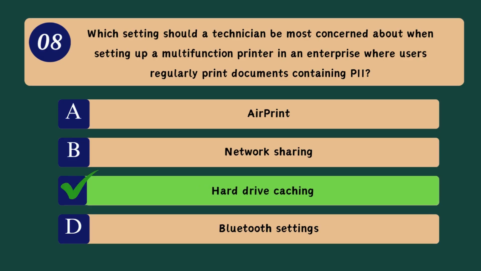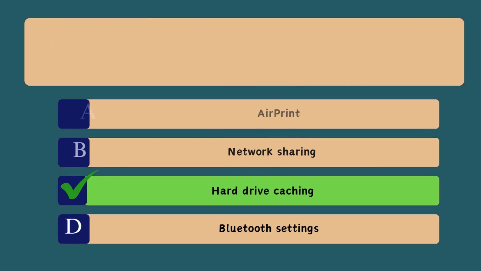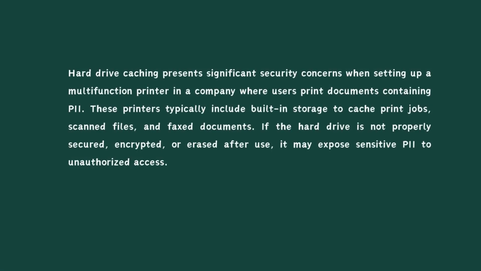Correct answer C. Hard drive caching. Hard drive caching presents significant security concerns when setting up a multifunction printer in a company where users print documents containing PII. These printers typically include built-in storage to cache print jobs, scanned files, and faxed documents. If the hard drive is not properly secured, encrypted, or erased after use, it may expose sensitive PII to unauthorized access.